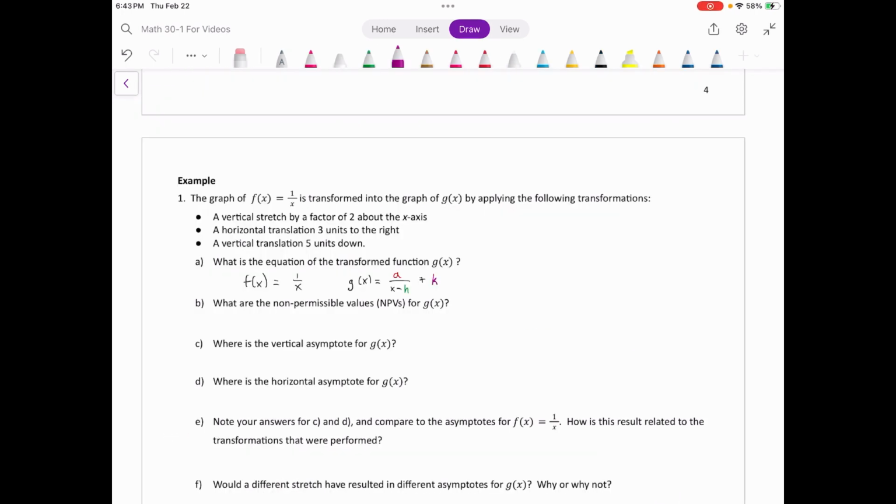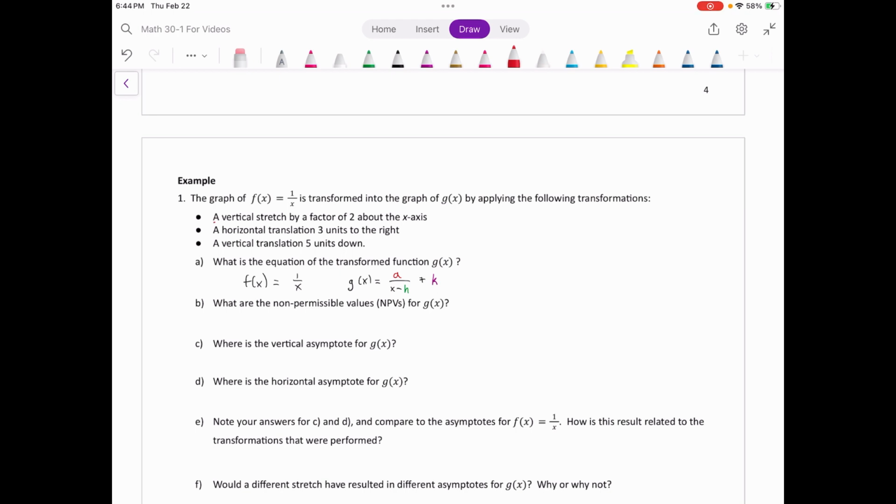Alrighty, so let's try out an example here where we're looking at some transformations to our base function, our 1 over x, when we're thinking about this form of rational function and how we transform it. So the graph of f of x equals 1 over x is transformed into the graph of g of x by applying the following transformations. A vertical stretch by a factor of 2 about the x-axis. So keeping in mind, we're trying to write the equation here, right?